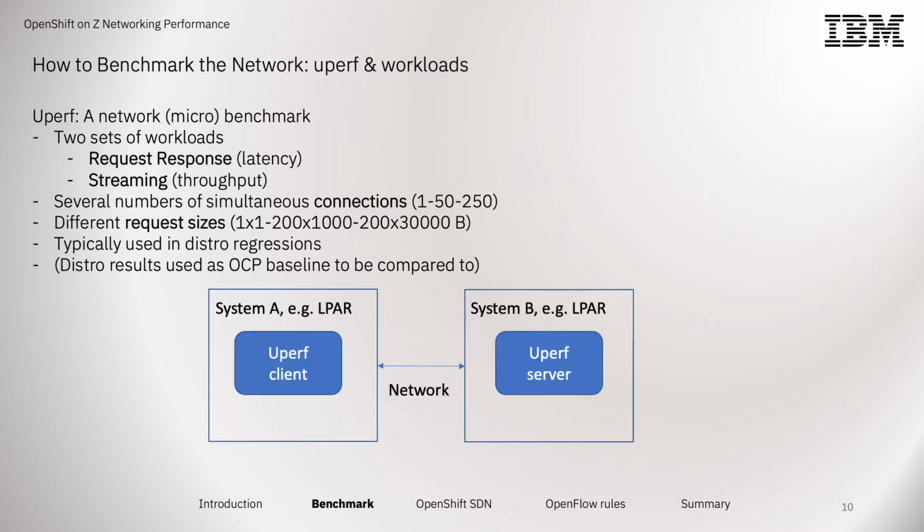Typically, you have two systems or LPARs connected to a network. That could be, for example, OSA cards or the CVM vSwitch. Here, one system runs as the client and the other runs as the server, and these communicate with the packet sizes and number of connections you set up before. As a result, we get a latency in microseconds or milliseconds and the throughput in megabytes per second.